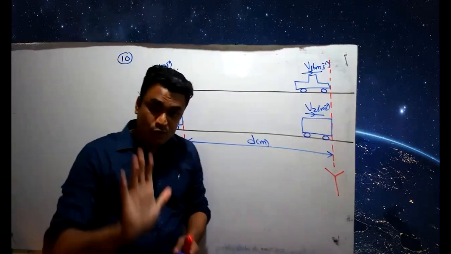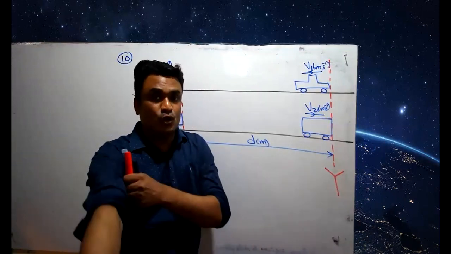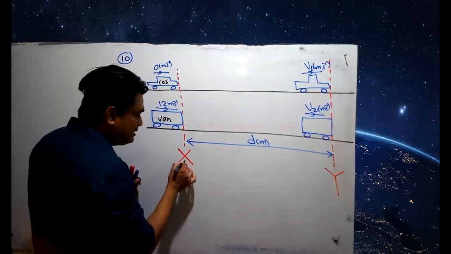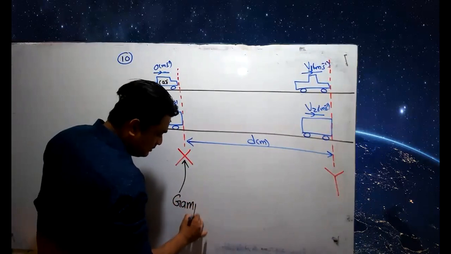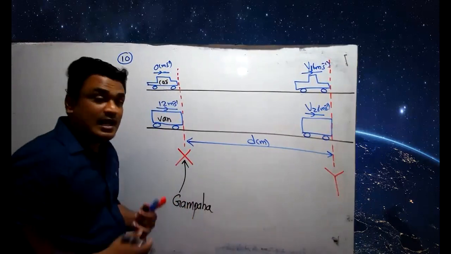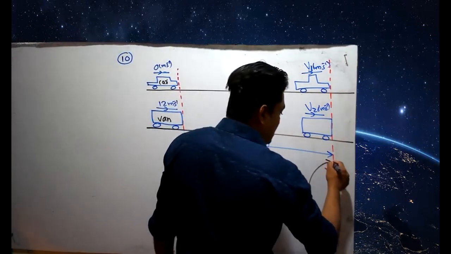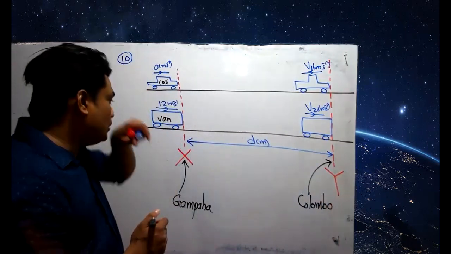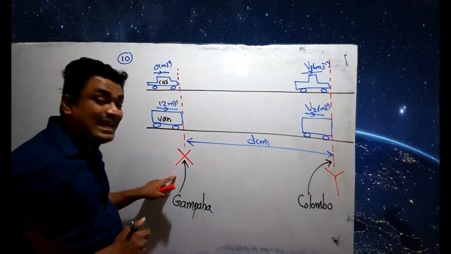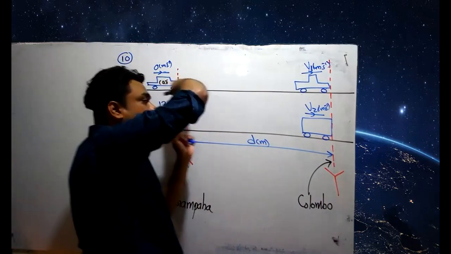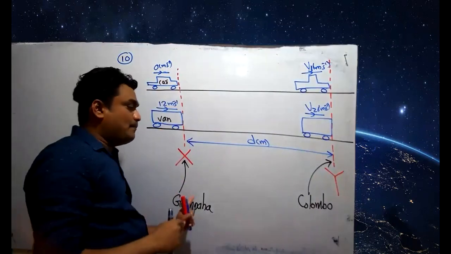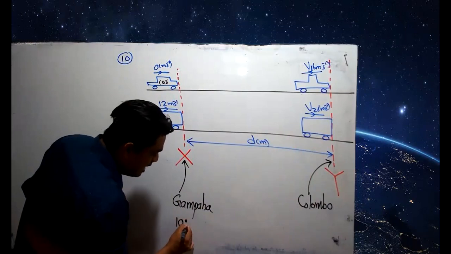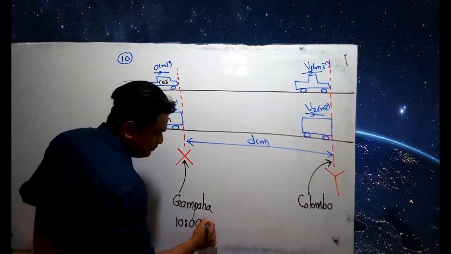My question, I'm going to ask you a question before you draw this. For example, let's think this X is Gampaha. Right? And Y is, let's imagine, Colombo. So van and car start at Gampaha. Let's imagine that there's a straight road from Gampaha to Colombo. Both of them start to move at 10 a.m. in the morning.